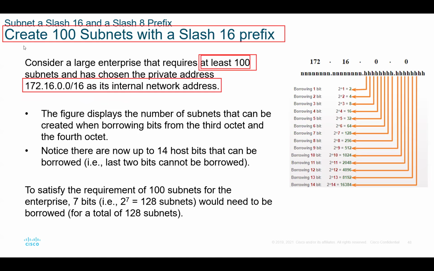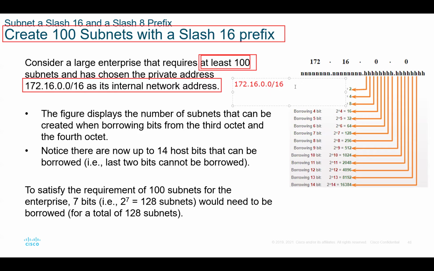Now, with 172.16.0.0 slash 16, this is just one network, one large network. Now we are saying from this one large network, we want to have at least 100 subnets. We're just doing what we did yesterday, but now this one is a slash 16.